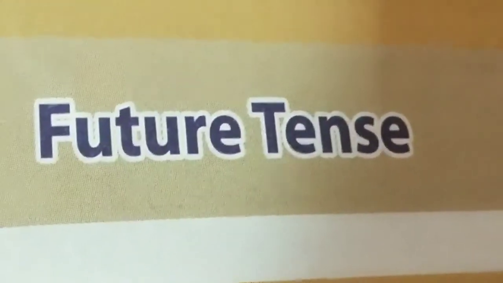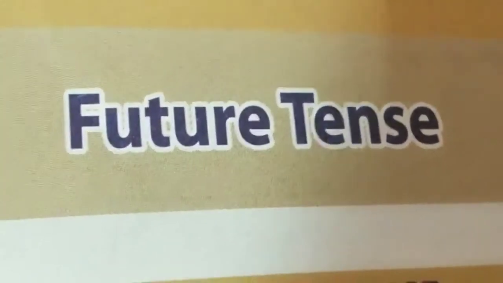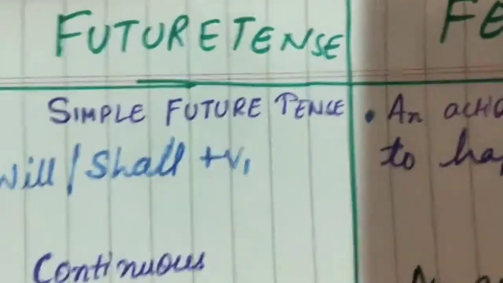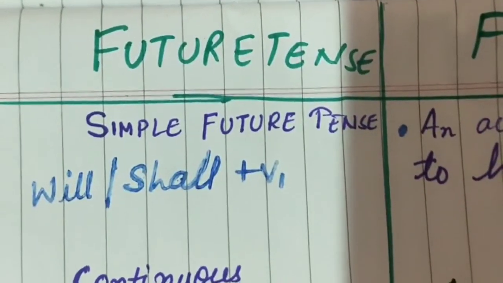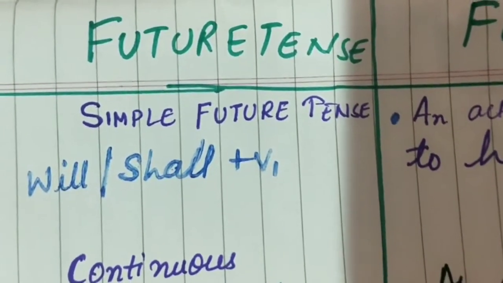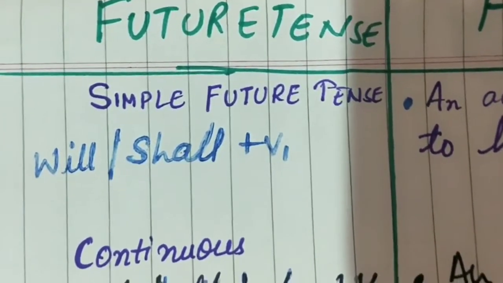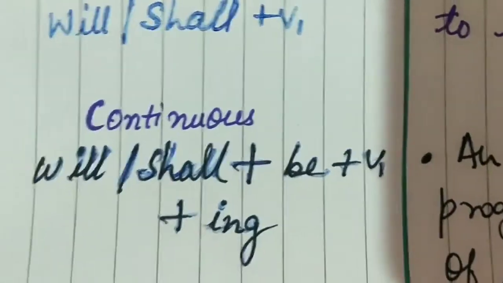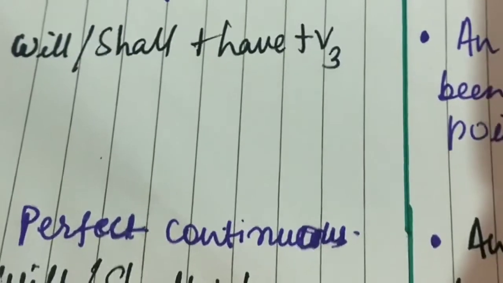We'll see the future tense. Like all other tenses, future tense is of 4 types: simple future tense, future continuous tense, future perfect tense, and future perfect continuous tense.